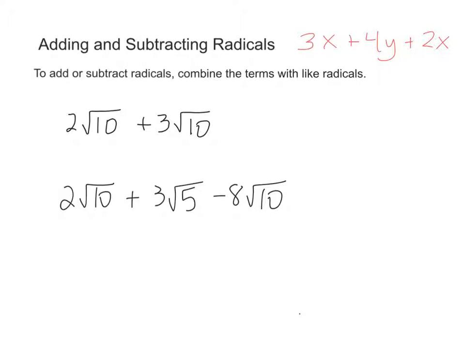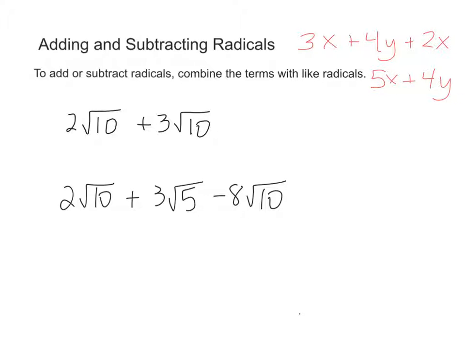Yeah, what would it be? 5x plus 4y. You already know how to do that, right? Combine like terms. Well, with radicals, it's the same thing. And so it says here, to add or subtract radicals, combine the terms with the like radicals. If the radicand is the same, then those are like terms. Just like in that example, you put the x's together.